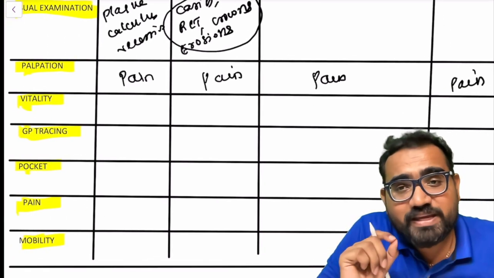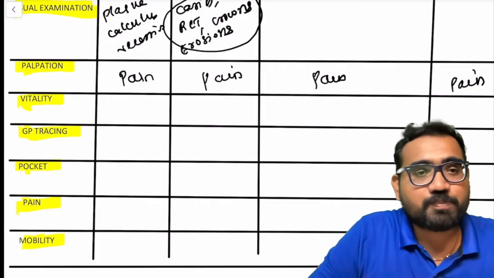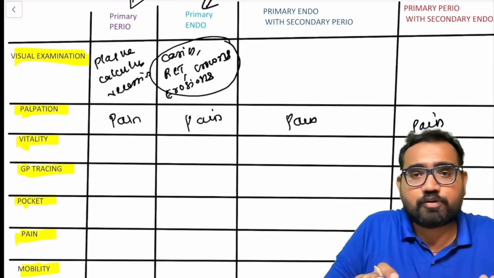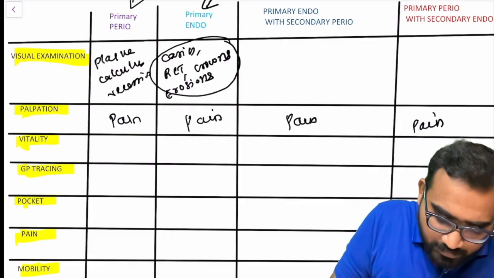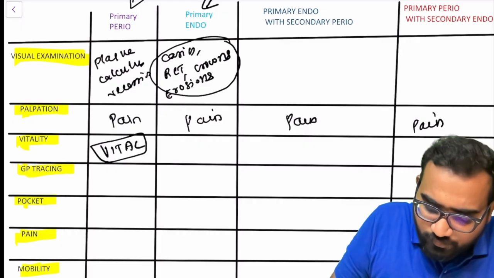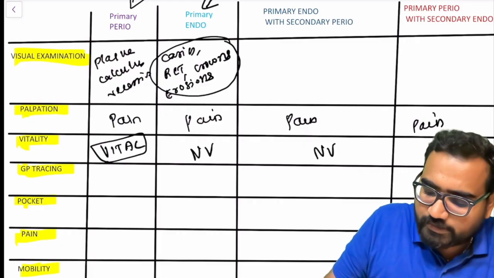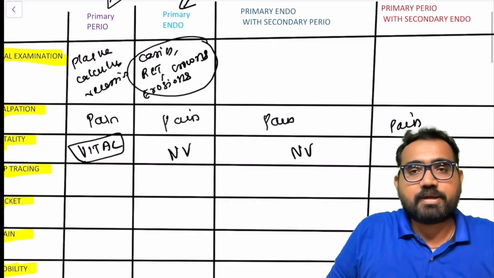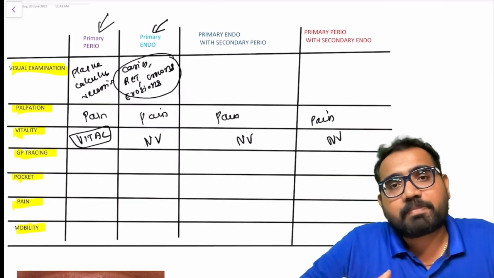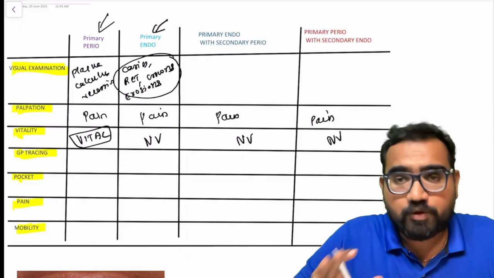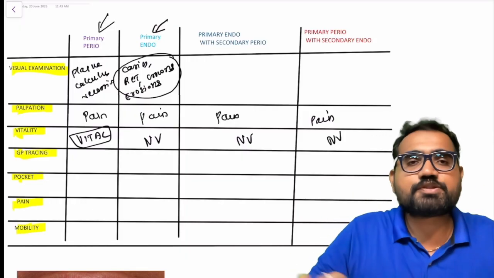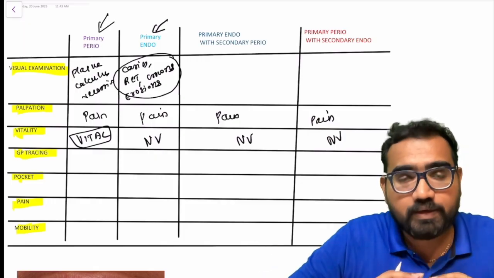Next is a very important parameter which I always stress upon: vitality. Except in pure primary perio, where the tooth will be vital, in all the rest the tooth will be non-vital, be it primary perio with secondary endo, primary endo with secondary perio, or primary endo. So apart from pure primary perio, in all the other situations the tooth will be non-vital.